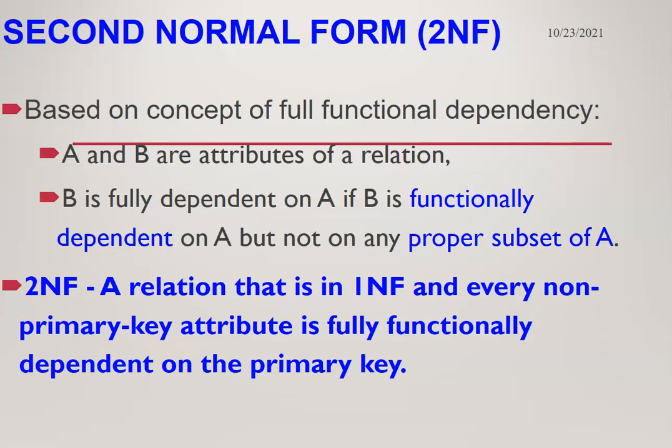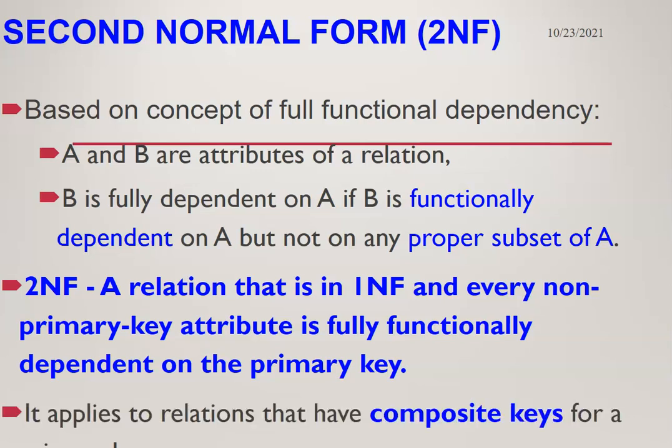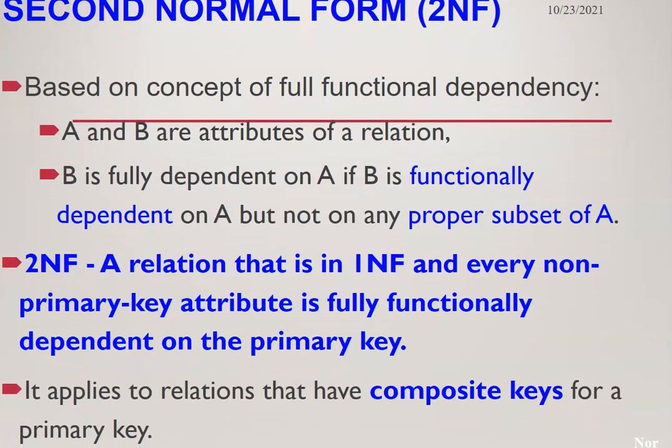So what happens here? We're saying that for a second normal form, the relation has got to be in the first normal form. That's the first condition. And the second condition is every non-primary key attribute should be fully functionally dependent on the primary key. The second normal form applies to tables that have a composite primary key. So whenever you look at a table that has a composite primary key, your next question should be, is every non-primary key attribute fully functionally dependent on the primary key?